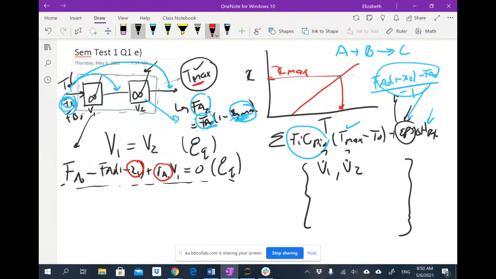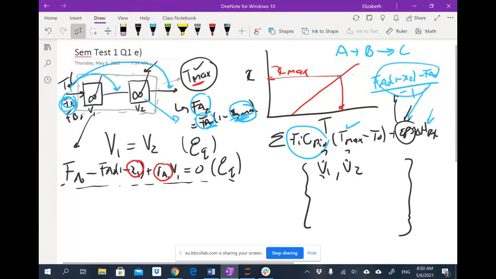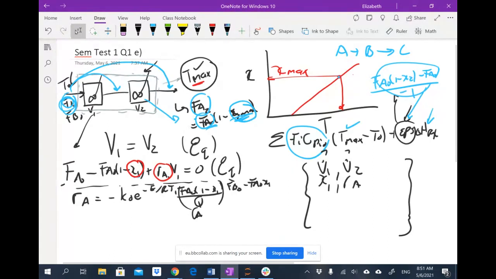Okay, so can I find an equation for my rate? Let's populate here. I've got X1 as an unknown and my rate is an unknown. Do I have an equation for the rate? Yes, I can write my rate in terms of k naught e to the minus E over R temperature 1, and then FA naught 1 minus X1 divided by q. So this is the concentration of A, and FB naught minus FA naught times X1, divided by q.